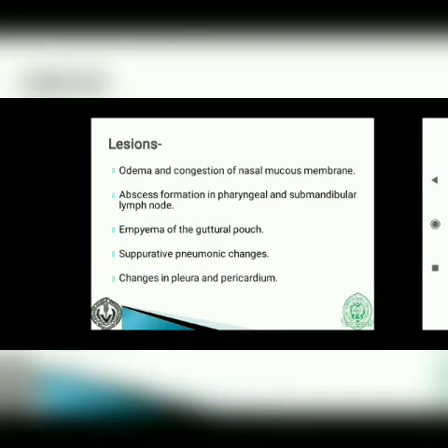The lesions formed in this disease are edema and congestion of nasal mucous membrane, abscess formation in pharyngeal and submandibular lymph node, empyema of the guttural pouch, suppurative pneumonic changes, and the changes in pleura and pericardium.